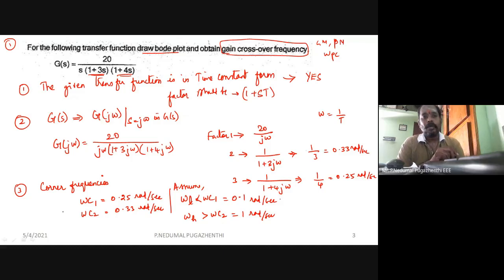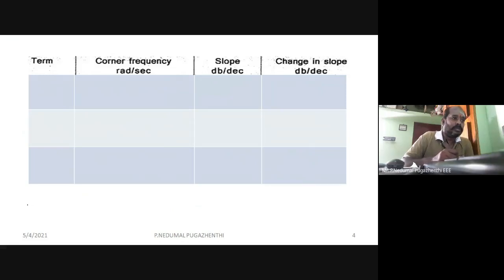No. Right, so the first 3 steps I have done. Then I have to go for finding the magnitude points, and the next step I will go for my phase points. So I will take this transfer function with me. What is the transfer function? G of j omega is equal to 20 divided by j omega (1 plus 3 j omega)(1 plus 4 j omega).